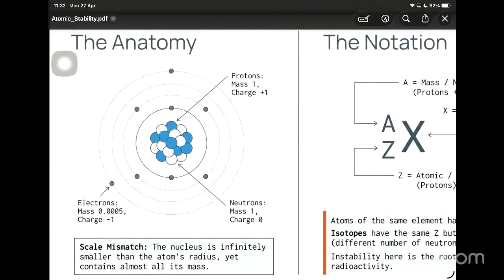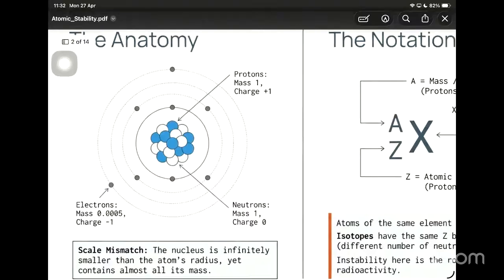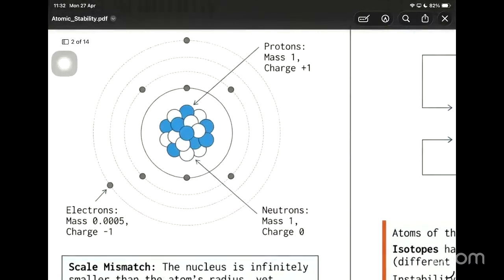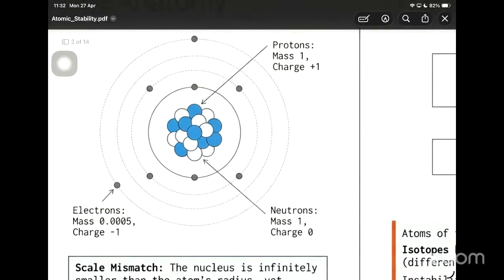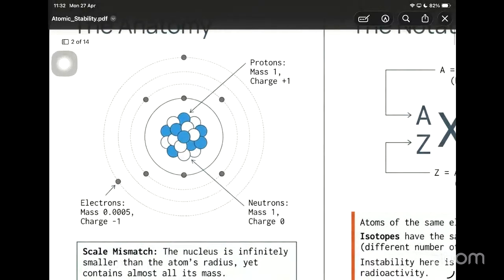So you need to know where you can find the protons, neutrons, electrons, and here a comprehensive summary is given, right? So if you are dealing with protons, the relative mass is going to be 1 and the charge is going to be +1. Likewise, the most important details are given there, right?